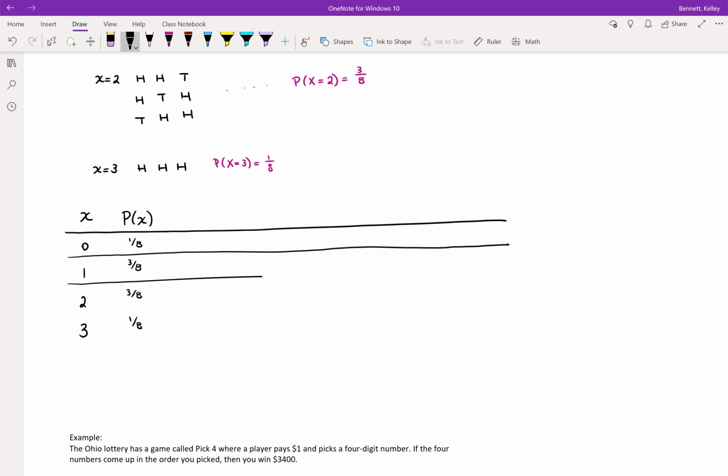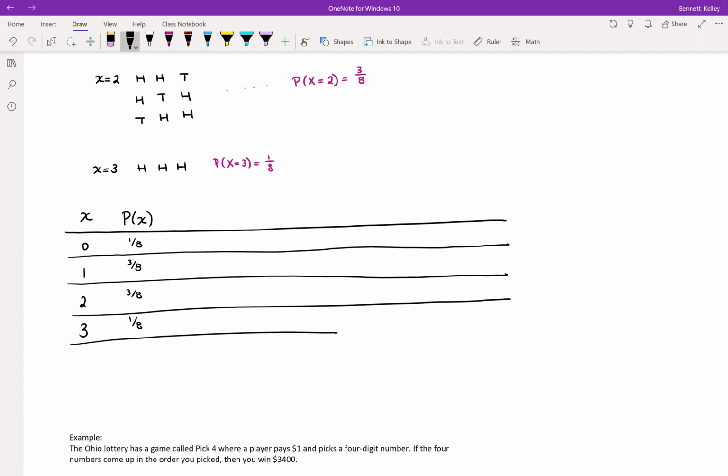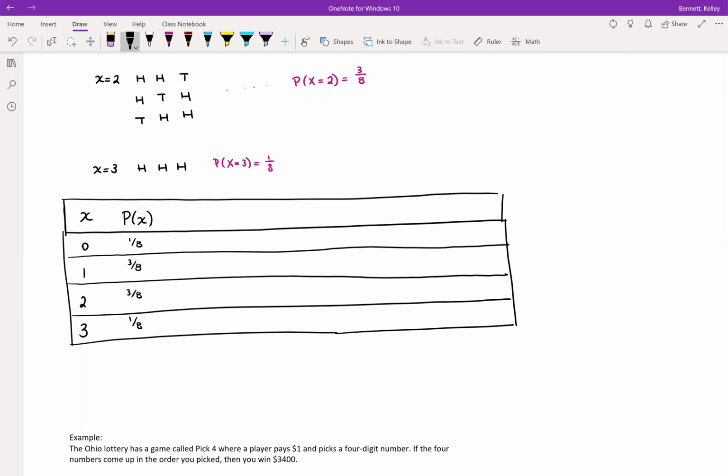All right, so now I need to compute the mean. So the mean is just the sum of the data values times the probabilities. So for mu, I need x times p of x. So this is 0 times 1/8, which is 0. Then I have 1 times 3/8, which is 3/8. Then I have 2 times 3/8. So yes, I could reduce this to 3/4, but I'm not going to. I'm going to leave it as 6/8 because I have to add all these up. So it's nice if they have a common denominator. And then I get 3 times 1/8 again, which gives me 3/8.